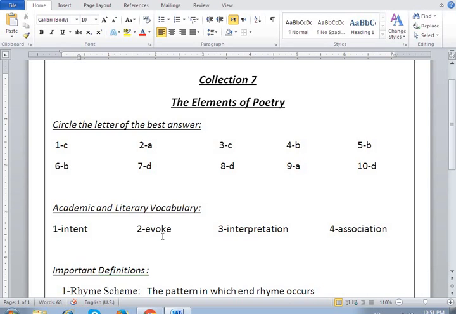Now let's go to number 10, the last one. Each poem has its own sound, which you can hear more distinctly by writing the poem on paper, reading the poem silently, drawing a picture of the poem, reading the poem aloud. I think it would be D, reading the poem aloud.